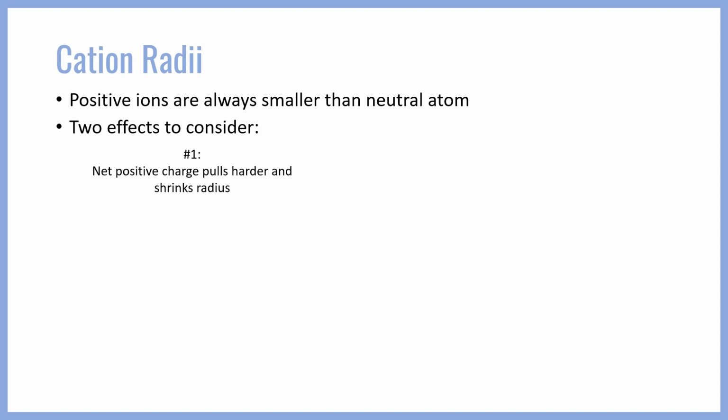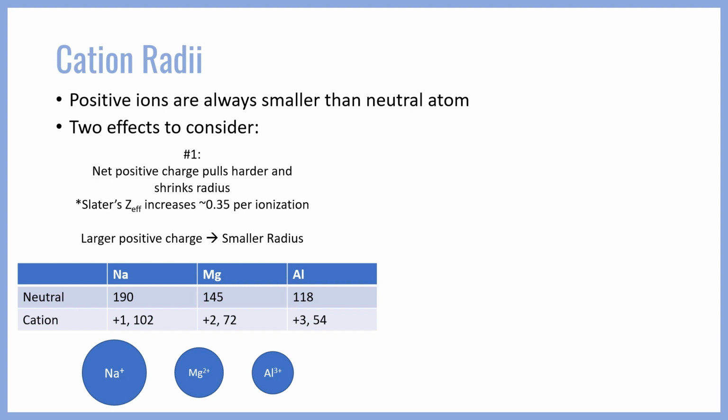The first one is a bit more straightforward, and that's, well, that a net positive charge is simply going to pull harder on the electron cloud because it has a stronger Coulomb attraction to those electrons, and it's going to shrink the radius, right? It turns out that for every electron that you remove from an atom, you increase the effective nuclear charge by about 0.35. And so a larger positive charge will mean a smaller radius. And you can see this pretty clearly if you compare some different charged ions.